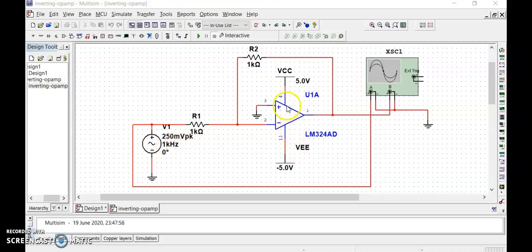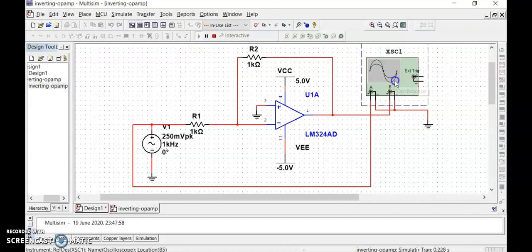The fourth pin is connected to VCC, the 11th pin is connected to minus 5 volts, and the third pin, that is the non-inverting pin, is grounded. Pin number 1 is connected to channel B, which is the output, and channel A is connected to the input. Let me execute our circuit. Here you have a run button. I am going to run this circuit.